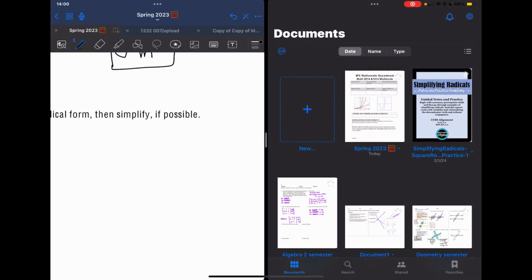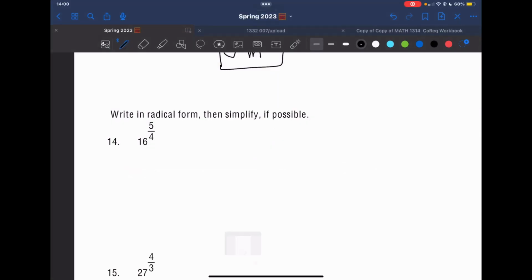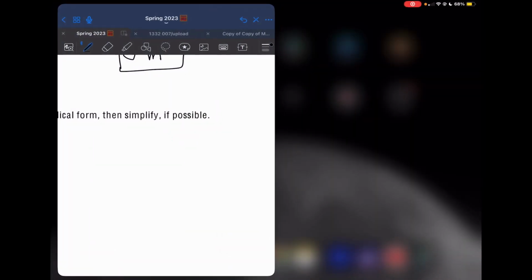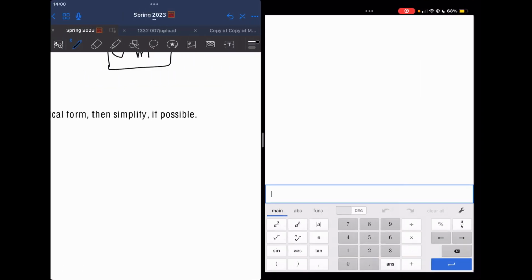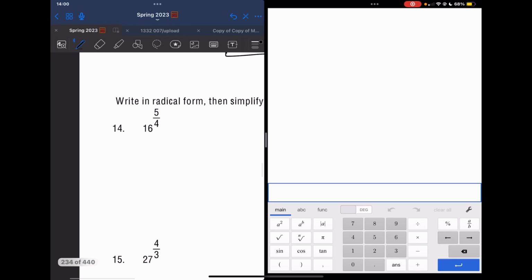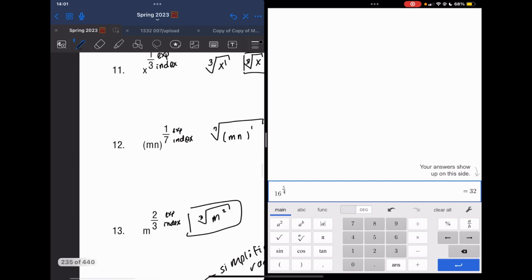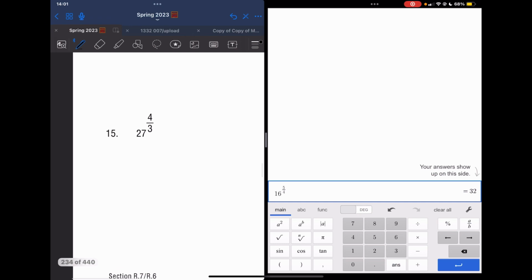So then from here, I'm trying to do, there we go. So then it's going to be 16 as my base, raised to the 5/4 exponent. So it's 5 divided by 4. That's how you make a fraction in Desmos. And then you're going to have 32. And if we keep on going, number 15, 27.